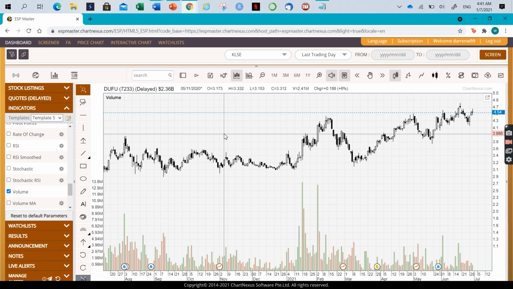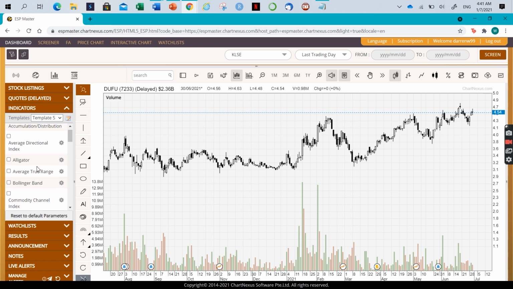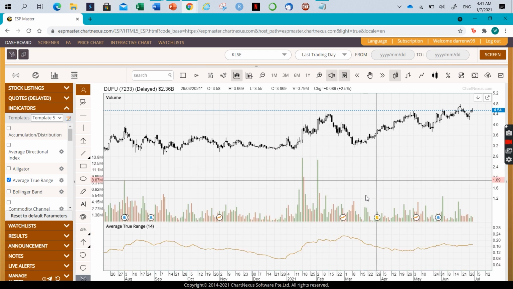Right, so here we have a chart, just an average chart. So first we have to go to the left side panel to find the average true range indicator. Now we just scroll up, pull up indicators, and you'll see the average true range is at the top. All right, so you can see that the average true range is basically giving you a figure.